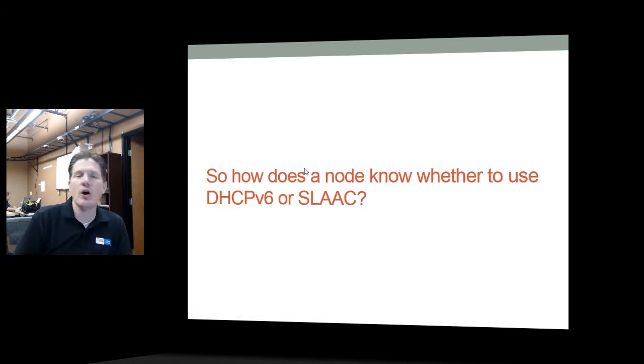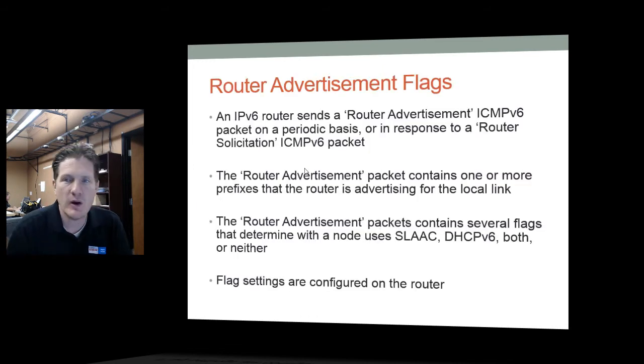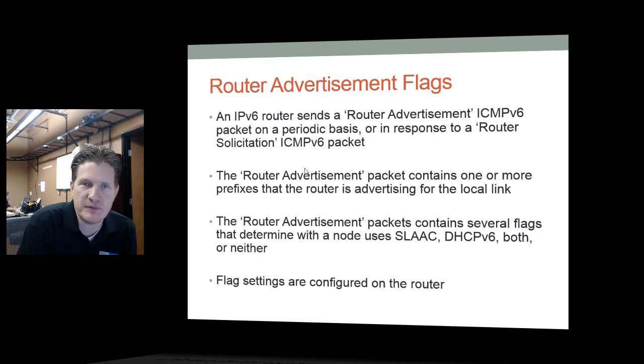So how does a node know whether to use DHCP version 6 or SLAAC? You might have heard me mention it just a few minutes ago. If it is a SLAAC identified prefix, how do you know that? Well, we do that with router advertisement flags. So when we do a solicitation and a router advertisement comes back, we look at the router advertisement flags.